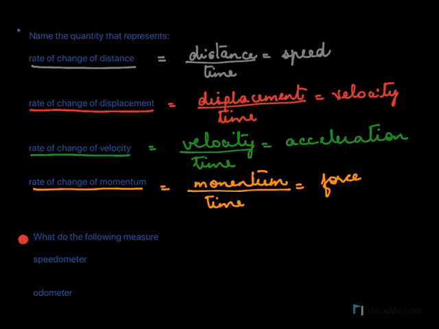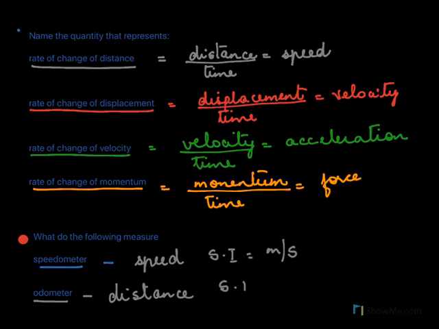For the next question, name what do the following measure? Speedometer, and we know speedometer measures the speed, and the SI unit of speed is meter per second. The odometer measures distance, not displacement, distance. The SI unit of distance is meter.